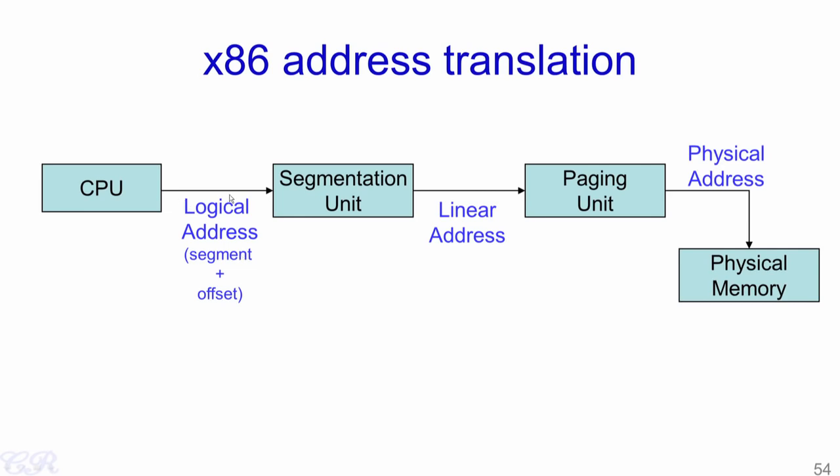So, the CPU puts out a logical address which comprises of a segment selector plus an offset. Then there is a segmentation unit which converts the logical address into a linear address, and a paging unit which converts the linear address to the physical address, and only then the physical memory or the RAM is actually accessed.